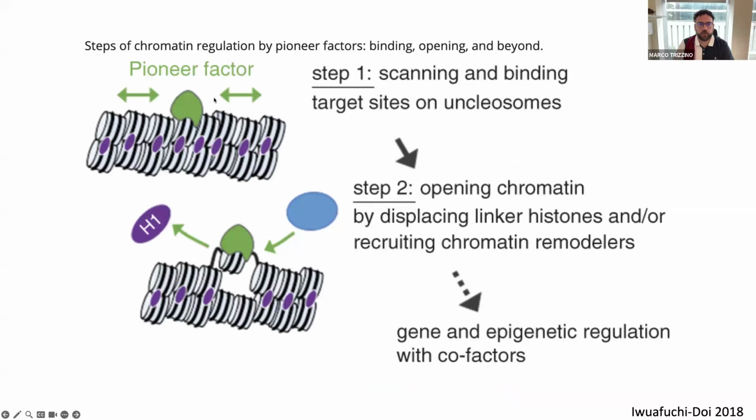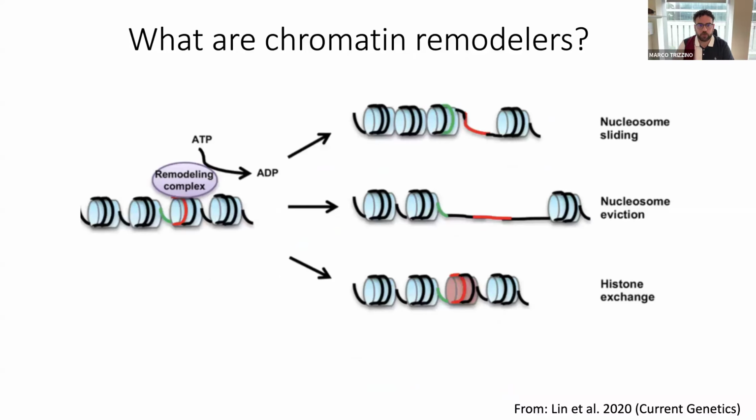Just to show how it works, your pioneer factor will scan until it finds the motif. It scans the chromatin, finds the motif, and by recruiting other cofactors will dictate the depletion of this nucleosome. The DNA will now be naked and free, and the other factors can now bind. And so, I said that in order to dictate the eviction of the nucleosome and the opening up of the chromatin, they will recruit these protein complexes that we call chromatin remodelers, because they remodel chromatin composition.